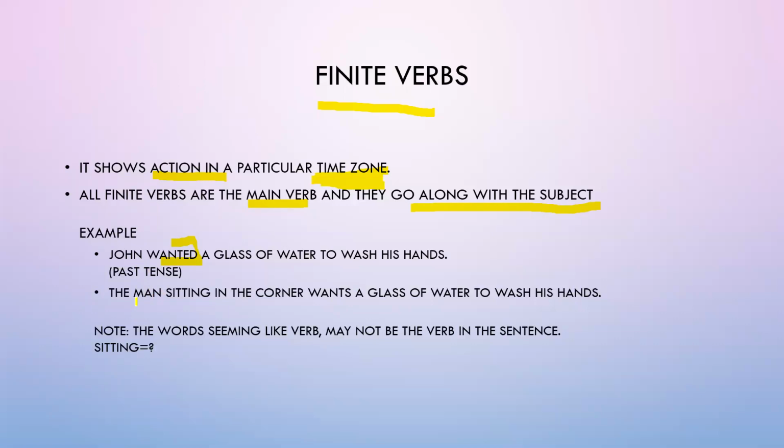Next is: the man sitting in the corner wants a glass of water to wash his hands. In this particular sentence, three verbs are there: sitting, wants, and to wash. The main verb is wants. Then sitting and to wash are the non-finite verbs. I hope finite verbs are clear to you: this is the main verb in a particular sentence, and it depends upon the particular time zone, like the tense.